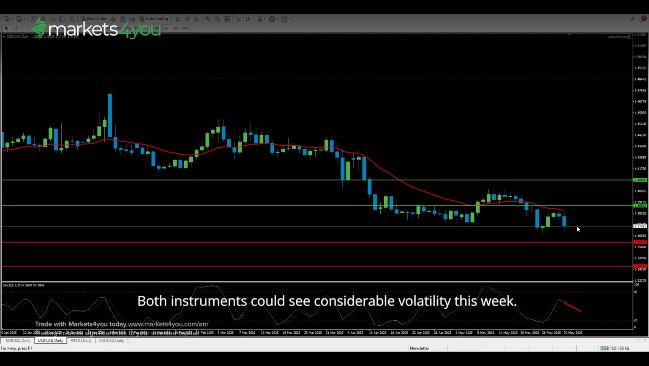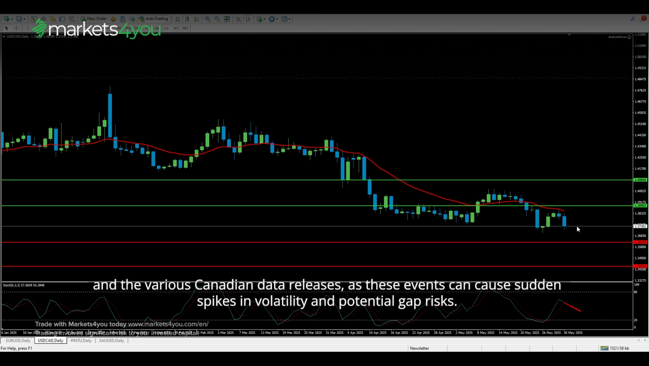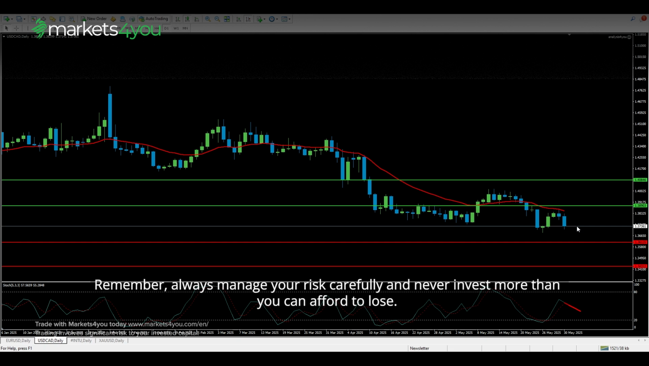Both instruments could see considerable volatility this week. Traders should be particularly cautious during Wednesday's Bank of Canada and Thursday's ECB decision, Friday's US NFP report, and the various Canadian data releases, as these events can cause sudden spikes in volatility and potential gap risks. Remember, always manage your risk carefully and never invest more than you can afford to lose.